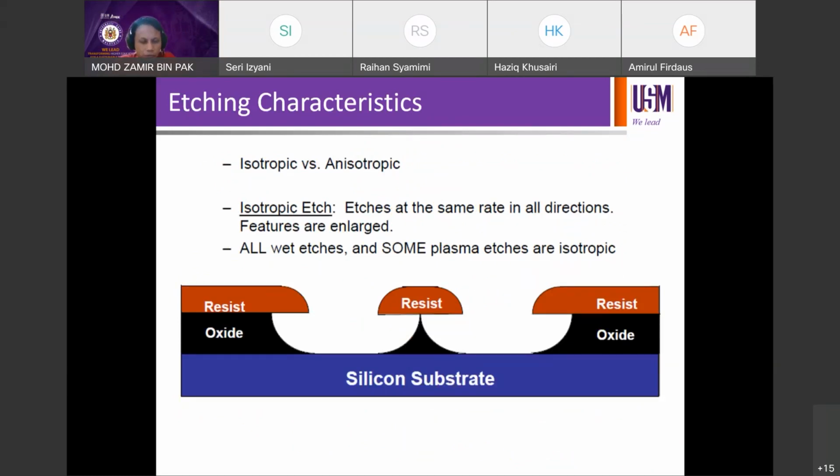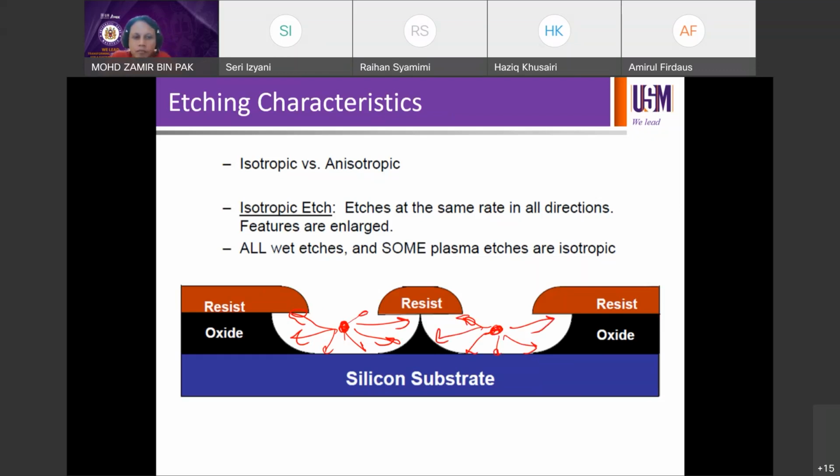Isotropic versus anisotropic, we discussed briefly before. Isotropic etch is when the etchant, either the chemical or the plasma, depending on whether you're running a dry or wet process, etches at the same rate in all directions. Features are enlarged. So assuming you have your mask here, you're etching here, at first it hasn't etched the oxide yet, then it's etching the oxide in all directions. Okay, so it etches equally. Then it's going to be isotropic, rounded, curvy like this.